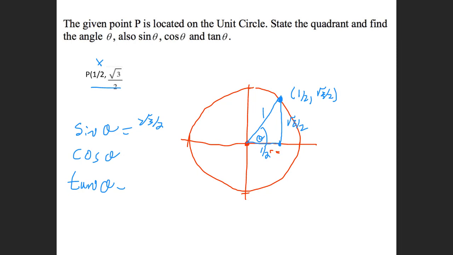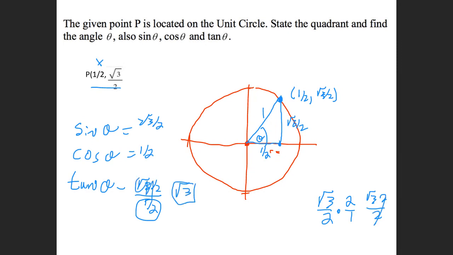Cosine of theta. Well, cosine is adjacent over hypotenuse. So 1/2. Tangent of theta. Now, tangent of theta, you're going to have to do some work. Square root of 3 over 2 over 1/2. What type of fraction is this? Complex. We can't leave a complex fraction in our answer. Remember complex fractions? All we do is bring this and multiply by the reciprocal. So I've got the square root of 3 over 2 over 2. Boom. So just the square root of 3. That's my answer. Boom. Done.